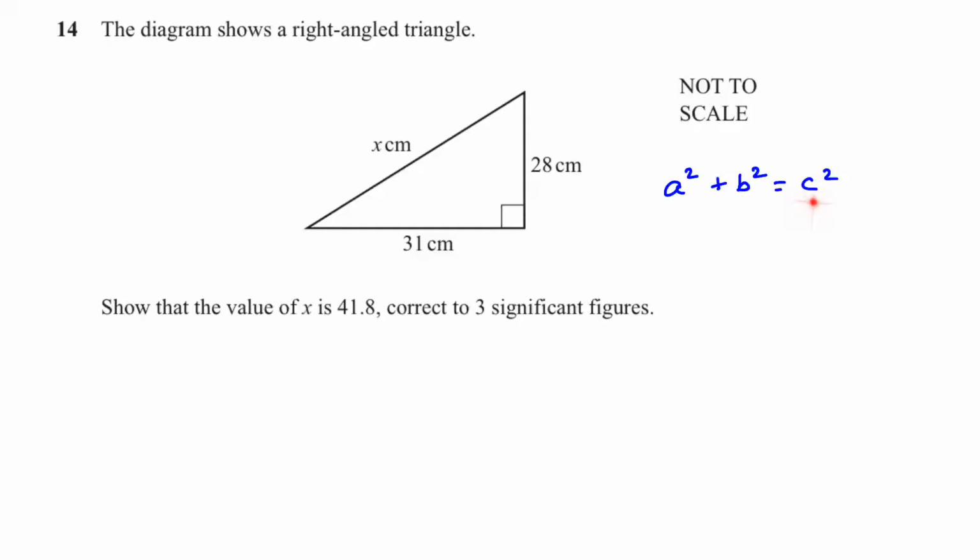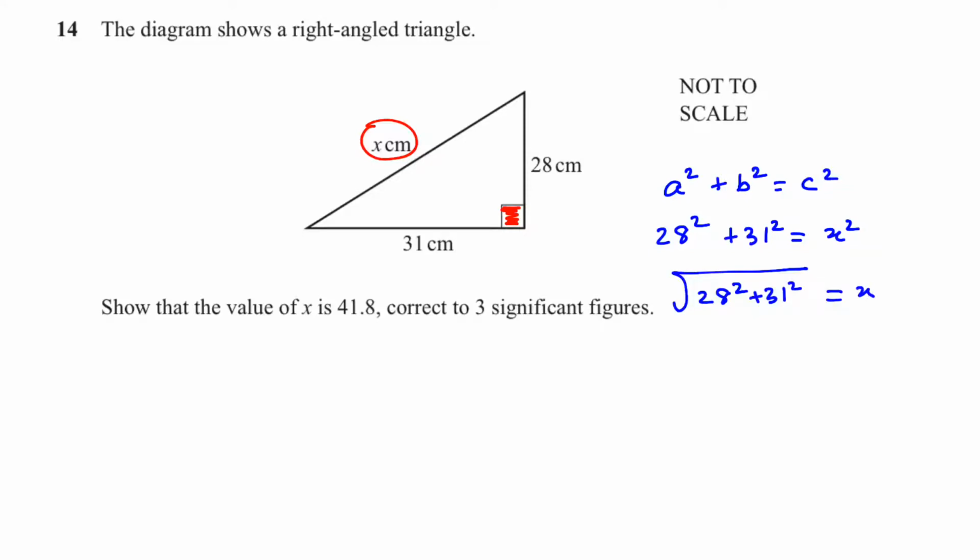C is your hypotenuse. What is hypotenuse? Hypotenuse is the side opposite the right angle. So x in this case is our hypotenuse. So we will write 28 square plus 31 square is equal to x square. We don't want the x square, we want x. So this we are going to square root it. You don't need to simplify in the calculator before, you just work out these steps and now you put the whole thing in the calculator.